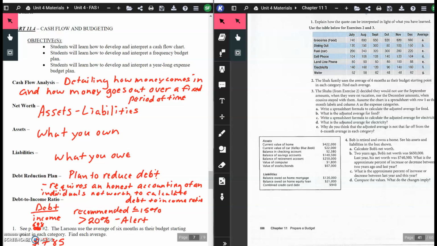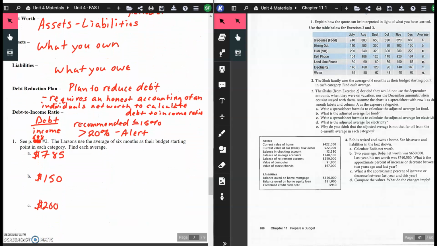Section 11.4 is on cash flow and budgeting. Cash flow analysis details how money comes in and how money goes out over a fixed period of time. Net worth is your assets, things that you own, minus your liabilities, things that you owe on. Debt reduction plan is a plan to reduce debt. This requires an honest accounting of an individual's net worth to calculate debt to income ratio. Debt to income ratio is debt divided by income.